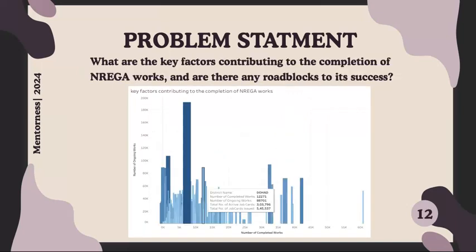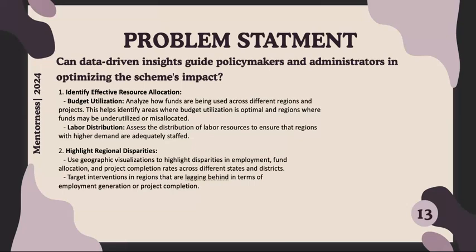The fourth problem statement is about the key factors which are contributing to the completion of the Nrega works, and is there any roadblock to success. So here for the key completion, we can see the total number of active job cards and the number of completed works, and roadblocks such as the number of ongoing works which are pending and the total number of active jobs. We can compare active jobs versus job cards issued. We can see there's around 2 lakhs difference.